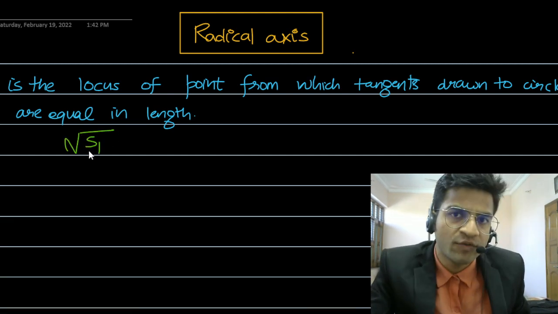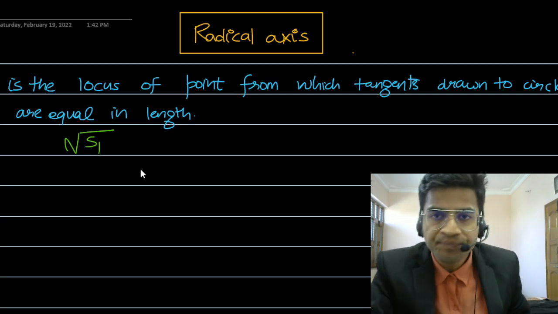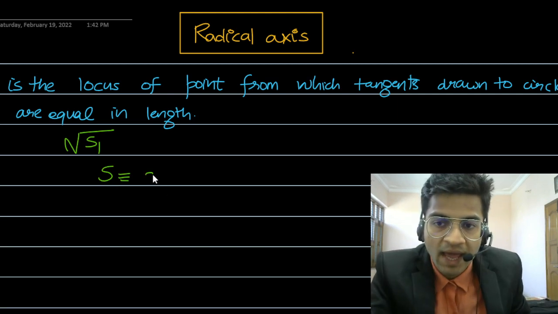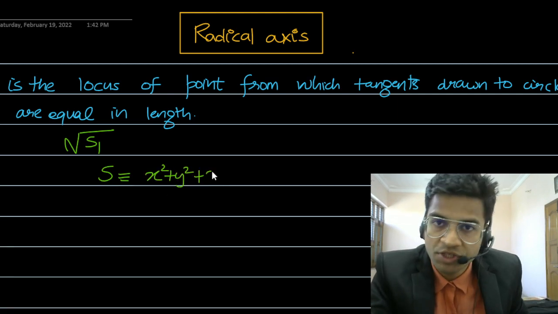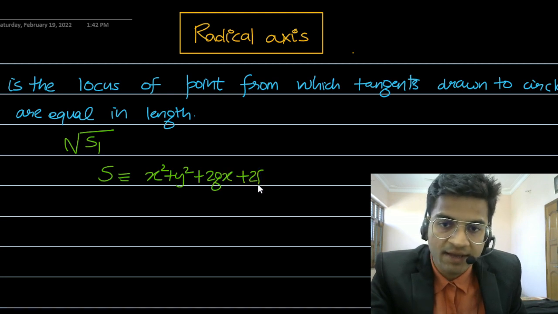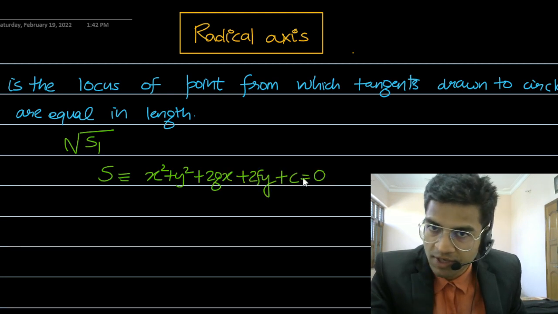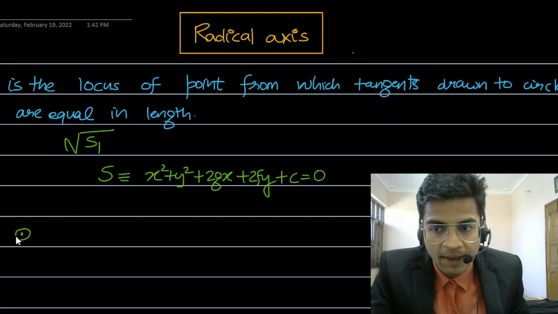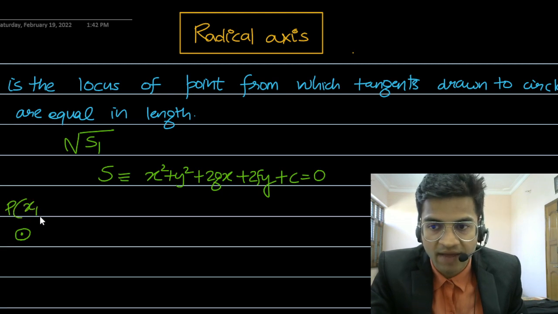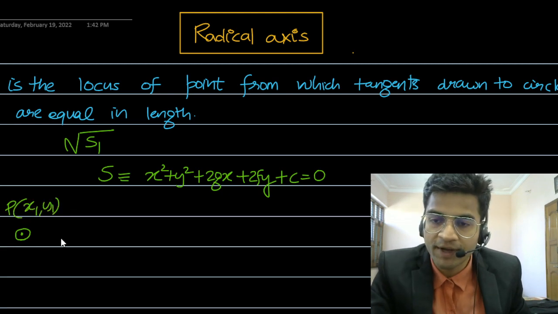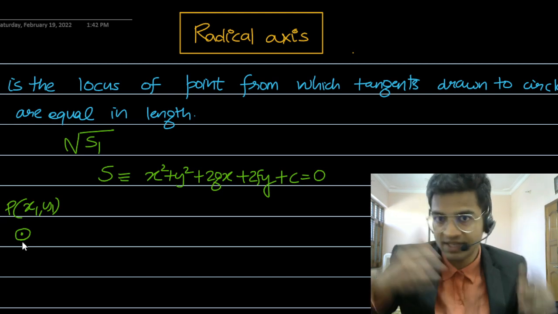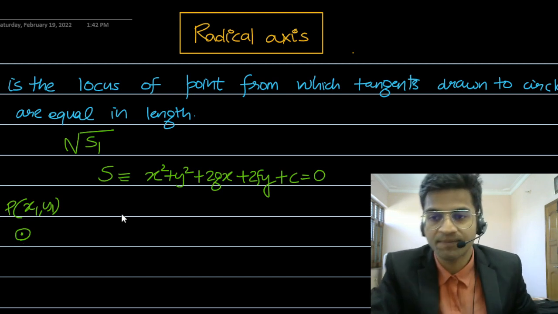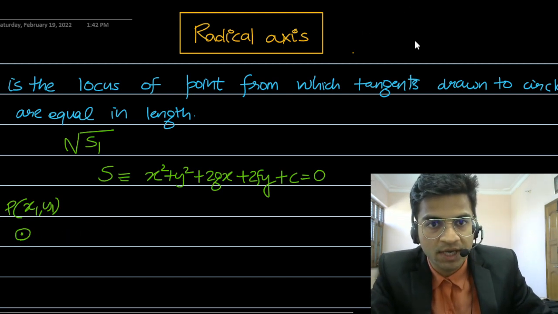Now, what is the meaning of root S1 over here? Suppose, let us say, the equation of circle is S, that is x square plus y square plus 2gx plus 2fy plus c is equal to 0. Now, let us say we have a point P (x1, y1), and from this particular point we can draw two tangents, right? This point is lying outside the circle, so we can draw two possible tangents from this point P to circle S.